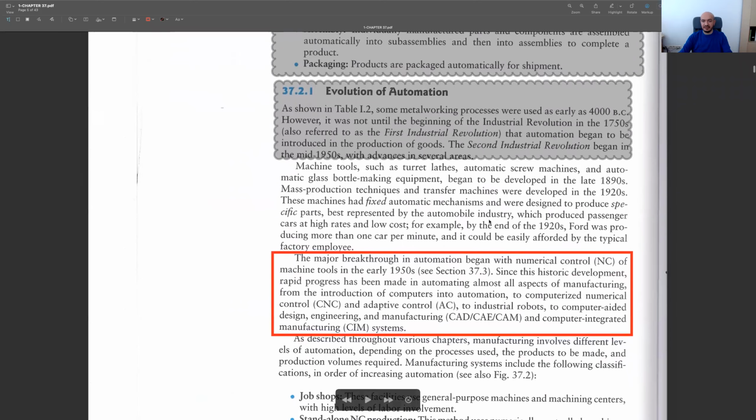Please make sure that you know the first, second, third, and fourth industrial revolutions. This is a little assignment for you. Make sure that you check some web sources about these industrial revolutions.